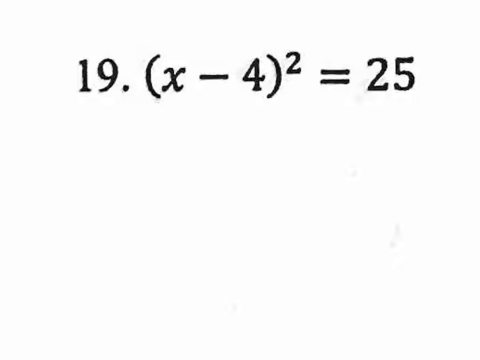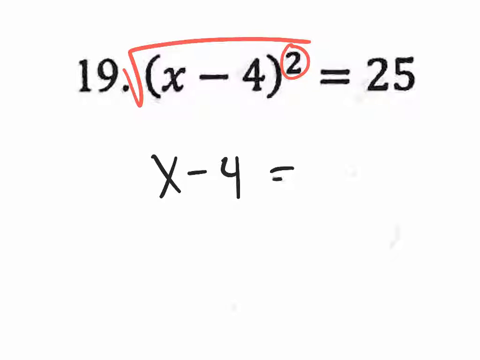So number 19, because there's only one x, we could get rid of everything and get the x by itself on one side. Again, to get rid of something, you do the opposite. So we have a square right here. If I do a square root of the whole thing, that'll get rid of the square, leaving us with x minus 4 equals. But if you took the square root of the left side, you have to take the square root of the right side. And the square root of 25 is 5. But let's not forget about the plus or minus that belongs in front of our answer.